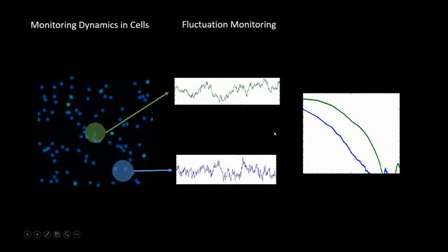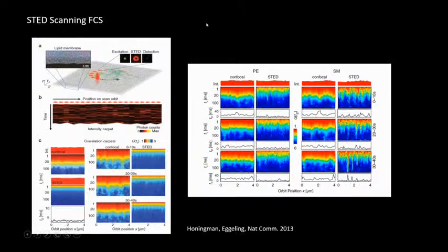This approach, which is a local approach, has been transposed to a kind of mapping approach by performing scanning FCS, where you can simultaneously observe different spots and monitor local changes at different positions of the diffusion. And this finally has been turned to STED microscopy in order to decrease the area you're sampling and to be able to access local changes in very small areas, which turns out to be very useful in the case of HIV.